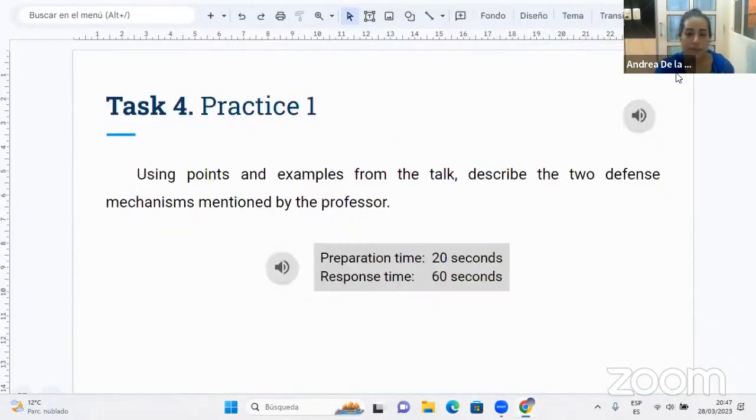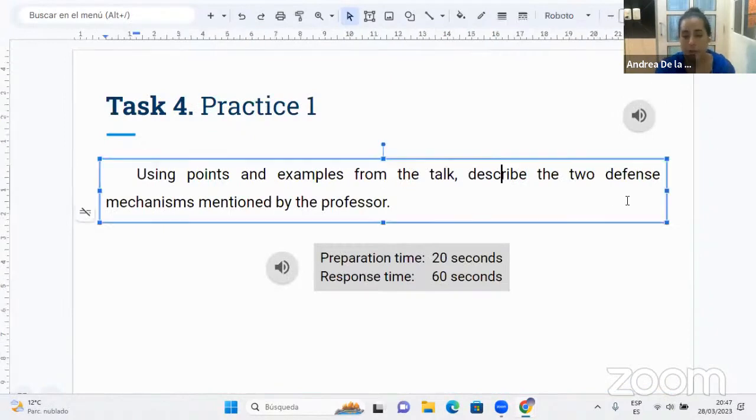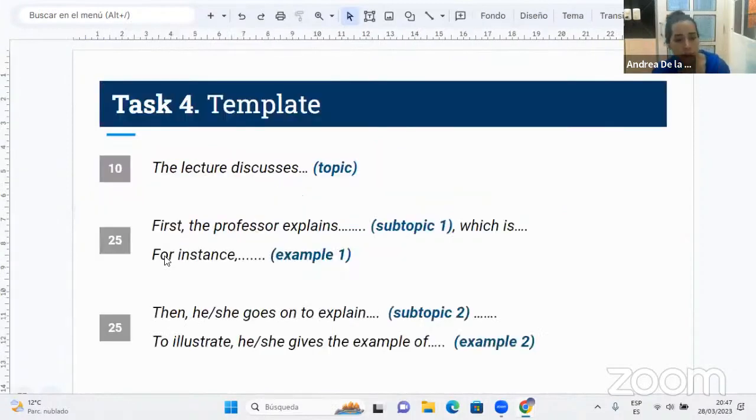And it said, explain, describe, well, in this case, it wasn't explain, describe the two defense mechanisms mentioned by the professor. So in your introduction, you should just have the lecture discusses two defense mechanisms. And you go directly to the first. First, the professor explains fantasy, which is imagining a happy situation to deal with the pain. For instance, the professor gives the example of a woman who has lost her dog. She might imagine that a nice family has found the dog and the dog is happy, right?